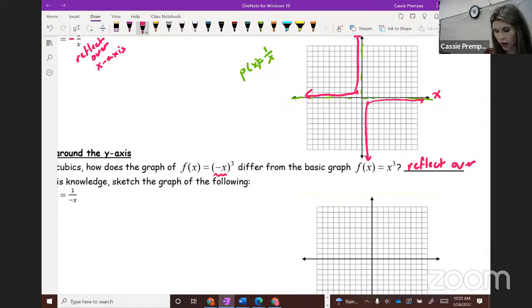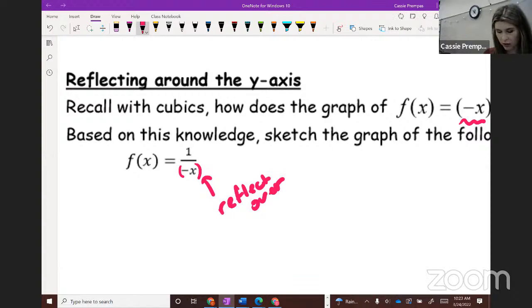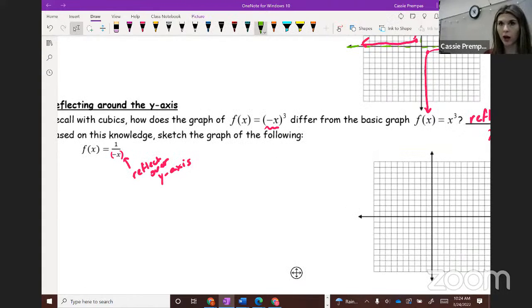Reflect over the y. So how does that visually look in this new equation? Well, the negative shows up inside with the x. That's technically a reflection over the y-axis. Let's see what happens when we take that original graph and reflect it over the y.